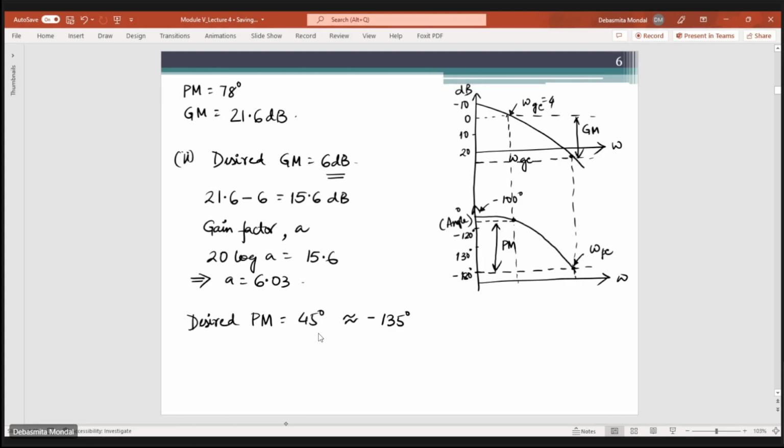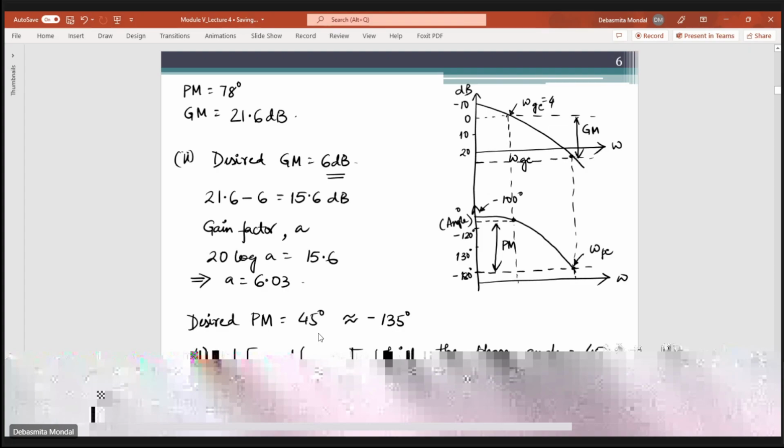If you see from the phase plot, you will find that the value of omega is around 1.5 radian per second, at which the phase angle is equal to minus 135 degree, that is, a phase margin of 45 degree.